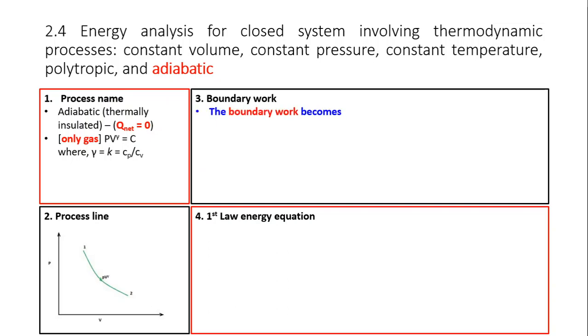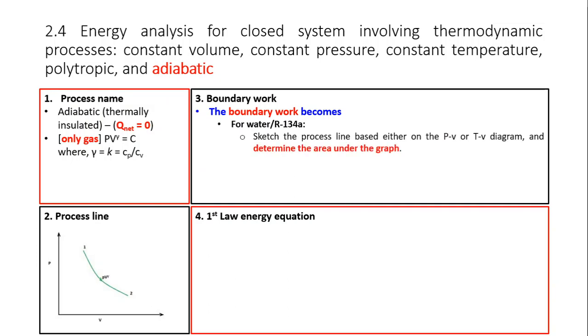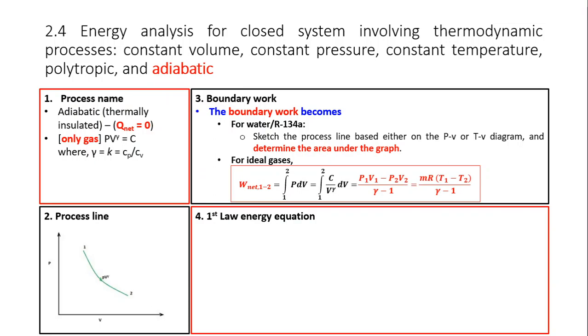For the boundary work equation, similar to the polytropic process and isothermal process, for phase change substances, water and refrigerant, we have to sketch the PV diagram, and from the PV diagram, we must determine the area under the graph. And for ideal gases, we can use the following equation to calculate the boundary work. If we look at the equation, the boundary work equation for an adiabatic process is very much similar to the polytropic process, only that instead of n, for the adiabatic process, it uses the value of gamma.